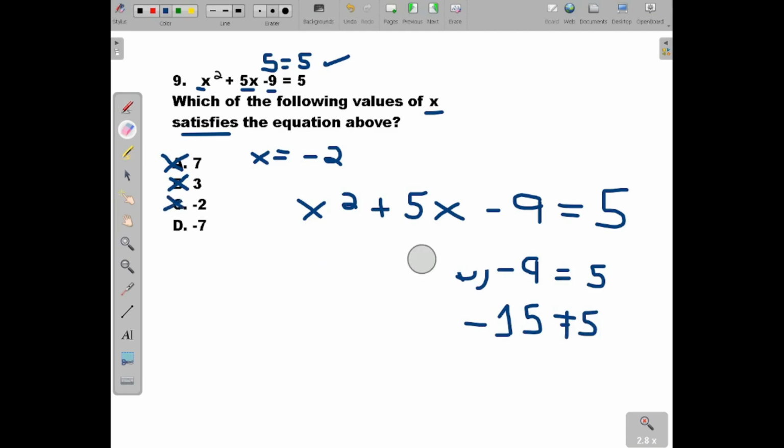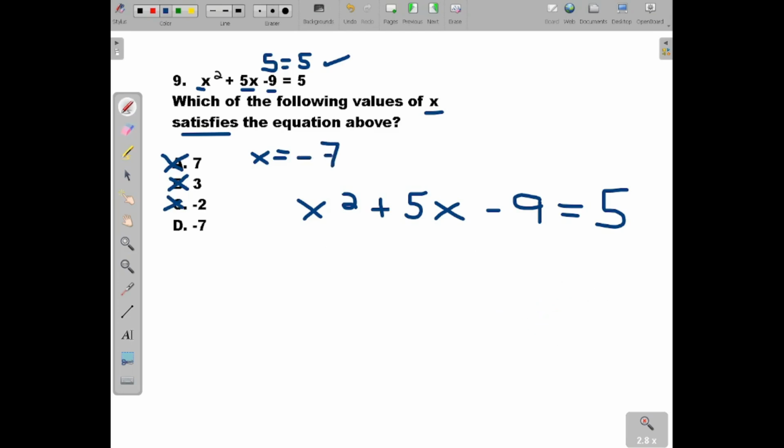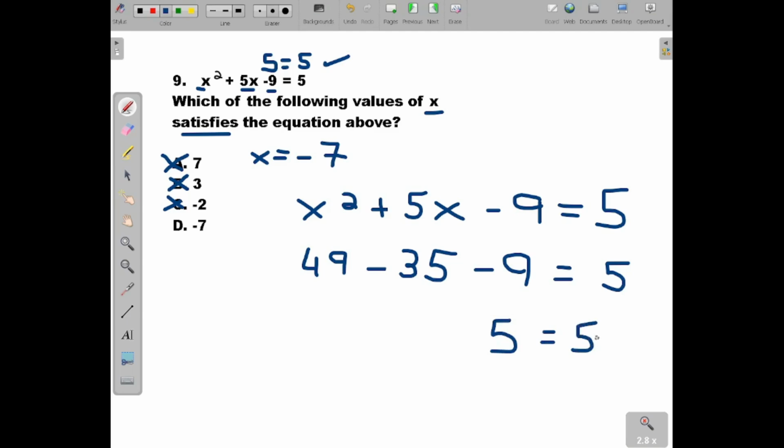But let's verify that. x is equal to negative 7. Negative 7 squared is positive 49. 5 times negative 7 is negative 35. Minus 9 is equal to 5? 49 minus 35 is 14. Minus 9 is 5. And yes, finally 5 is equal to 5. So that means that the value of x that satisfies this equation is negative 7. The right answer is D.